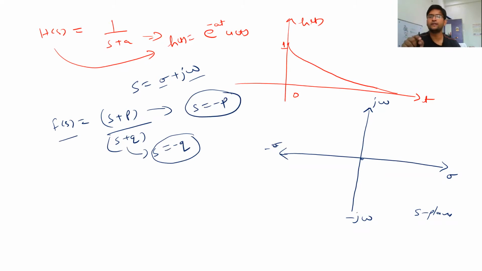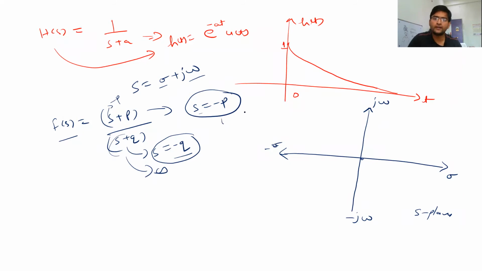So zeros are those points of the function at which the whole function becomes zero. So if you put s equal to minus p in this function, what will happen? Minus p plus p will become zero, and you will get a zero of that function. So zeros are those points at which you will get zero, and poles are those points at which you will get infinity from this function. So if you put s equal to minus q in this function, you will get something upon zero, and then this whole thing will become infinity. So poles are those points where the system function becomes infinity, and zeros are those points where the system function becomes zero.